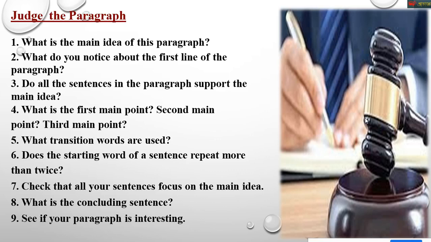And then see if your paragraph is interesting. That's a very interesting matter: you have spent a lot of time writing a paragraph. You invest huge labor in collecting information. You have studied a lot to prepare, but finally your paragraph is not interesting. The reader doesn't feel comfortable reading your paragraph. So all your efforts, all your attempts will go in vain.